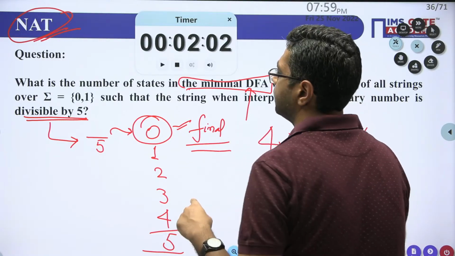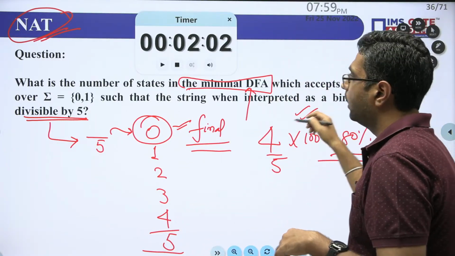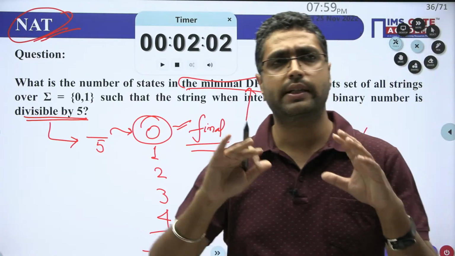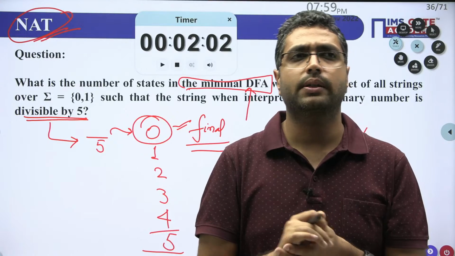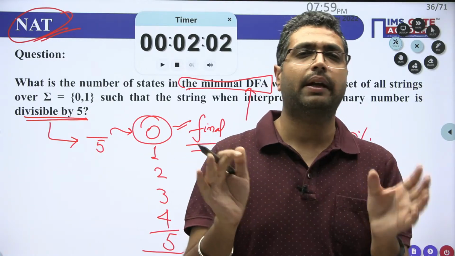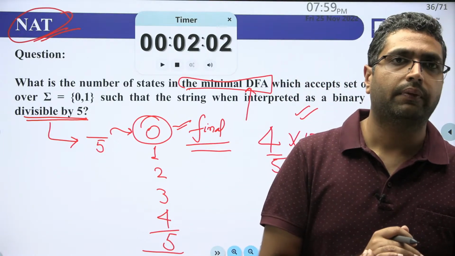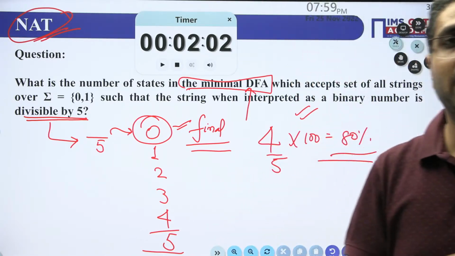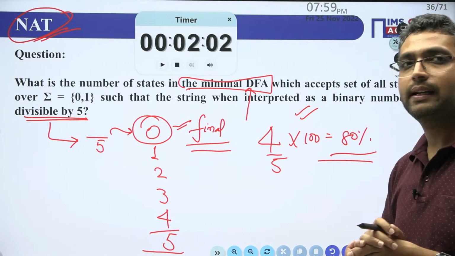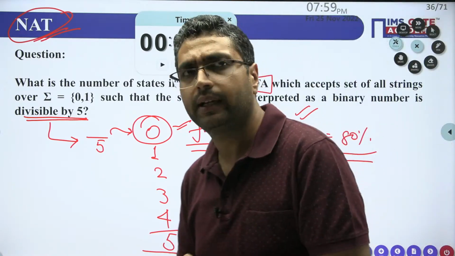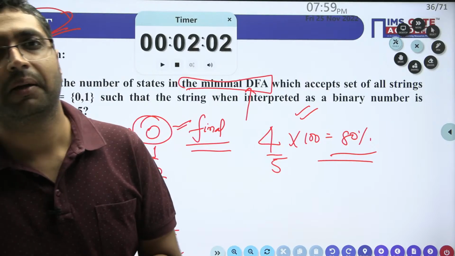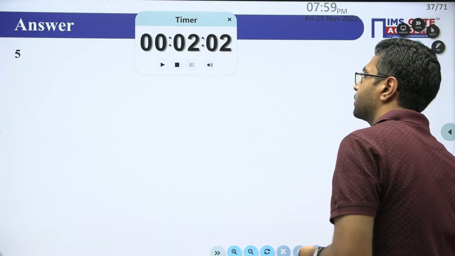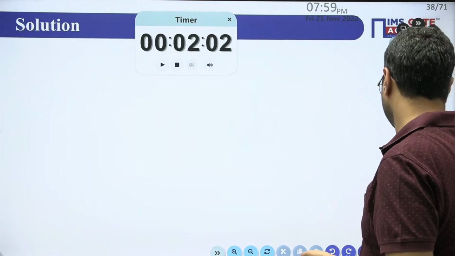It's a linked question to the same question. I hope you remember the question says: what is the minimal DFA which accepts the set of all strings over sigma equals 0, 1, which when interpreted as a binary number is divisible by 5? So Kundan, my next question is based on that only. First of all, you guys try to draw the DFA, and then I will answer you how to draw the DFA, right? So this is the next question, which is a linked question to the same question.